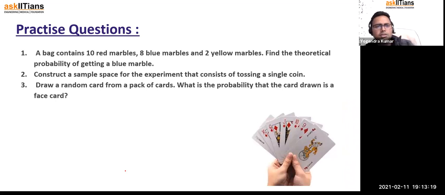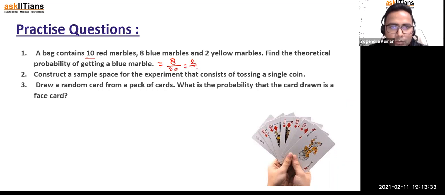We can do all these questions now for our practice. Okay, a bag contains 10 red marbles, 8 blue marbles, and 2 yellow. Find the theoretical probability of getting blue marbles. So 8 by 20, which is what? 2 by 5. Construct a sample space of an experiment consisting of tossing a single coin. So what it will be? Head and tail.